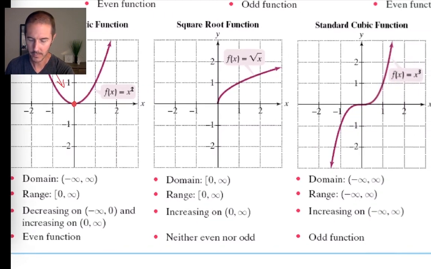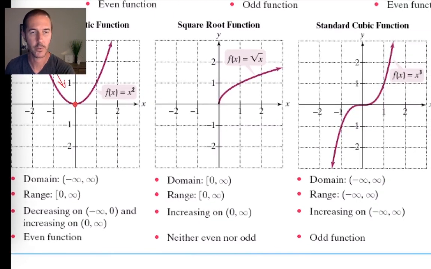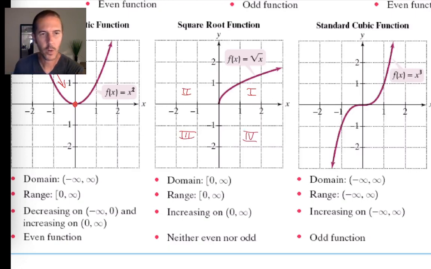That's what makes it an even function, or one of the characteristics of an even function. The square root function as a parent function lives in the first quadrant. Remember, your quadrants are 1, 2, 3, and 4. So square root lives in the first quadrant. As far as domain values, you can take the square root of 0. So 0 is an acceptable domain value, or any other positive number.